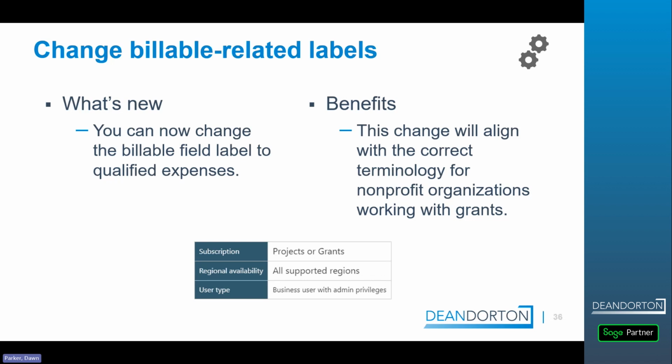Anywhere that you have seen that billable tag in the past, you can now, with one click, change that from billable to qualified expenses, which makes a lot more sense for our nonprofit customers working with grants. So they're indicating that they're qualified expenses that may or may not need to be billed back to that funder. So that is a great enhancement for our nonprofit customers.